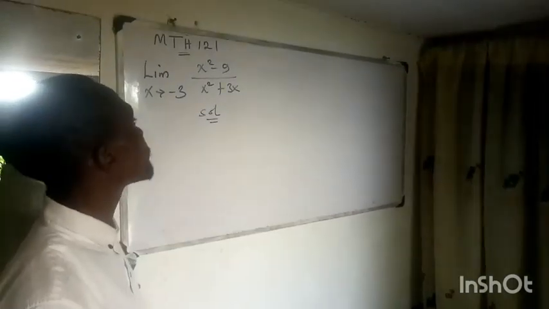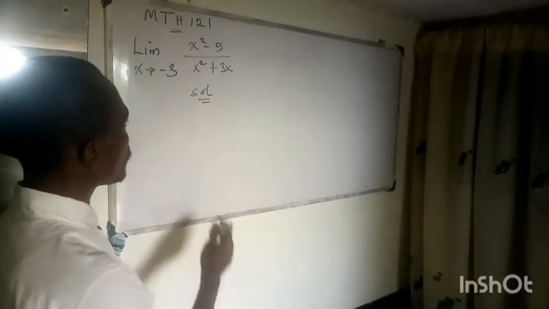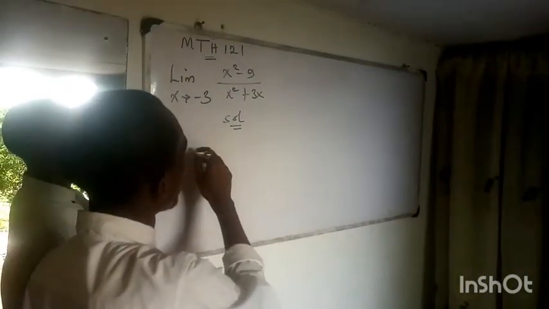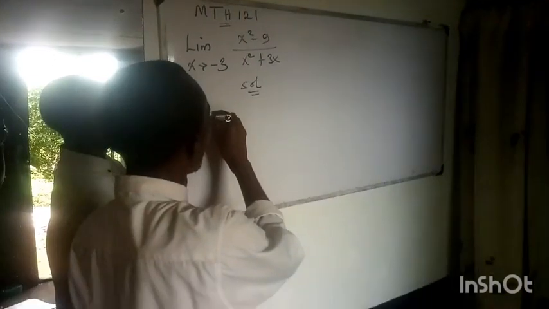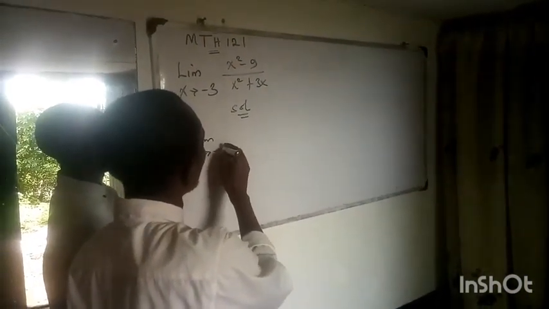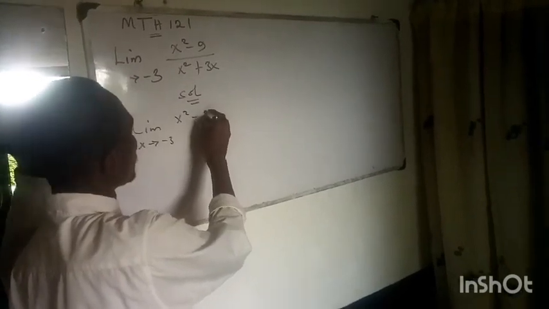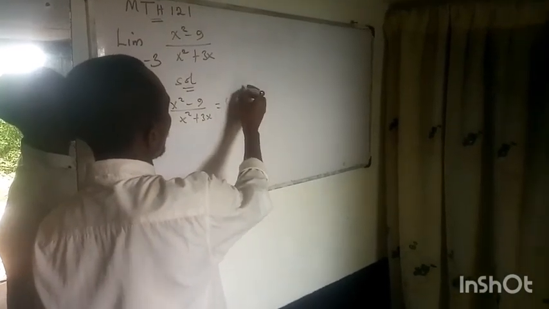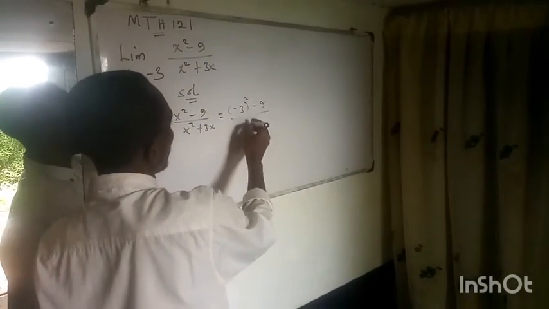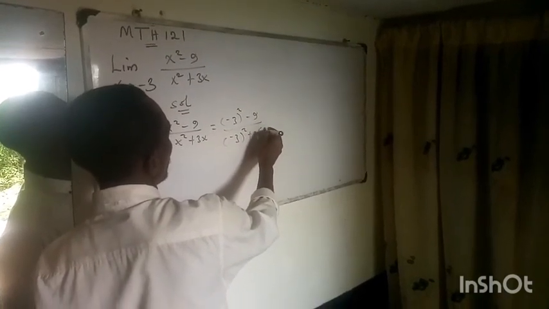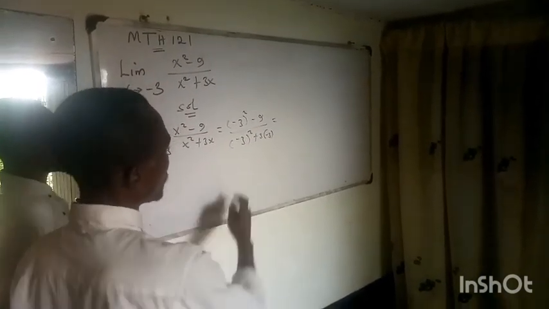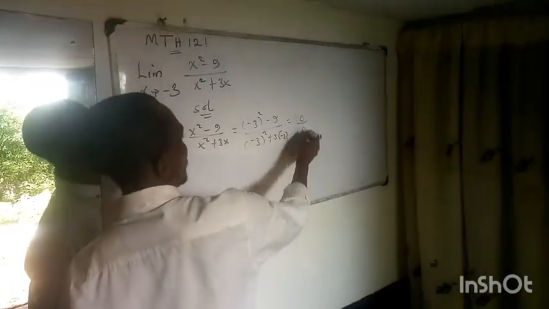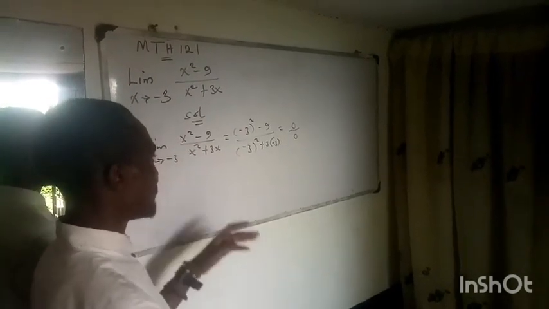So we continue with our limit. Let's look at this question. Now, if you make a direct substitution, x tends to minus 3, you have something of this nature. You have minus 3 squared, 9, minus 3 squared plus 3 minus 3. So that is going to be 9 minus 9, which is 0, and this is 9 minus 9, which is 0. Now this doesn't make sense.